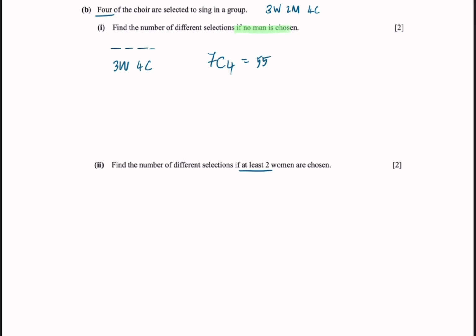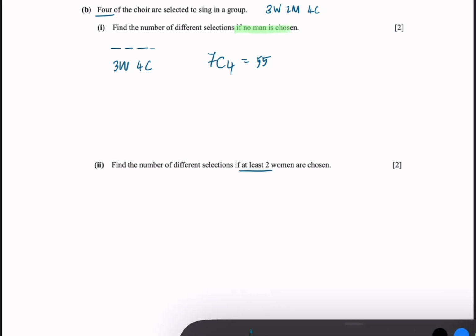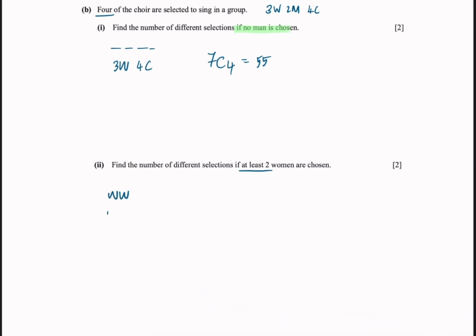Part B. Find the number of different selections if at least 2 women are chosen. So you want at least 2, so it can be 2 or more than 2. But it cannot be 4 because there's only 3 women. So 2 women, 3 women. And for this, it will be 2 other people, and this one is 1 other person.